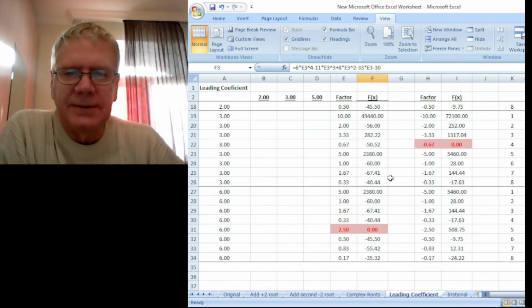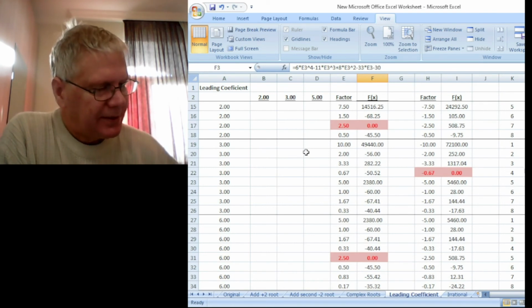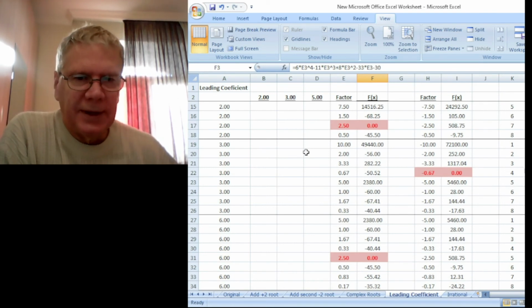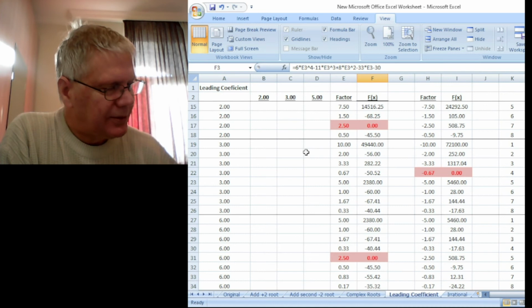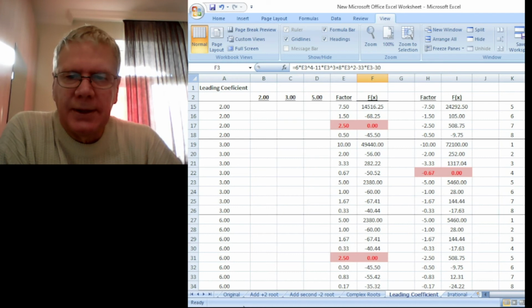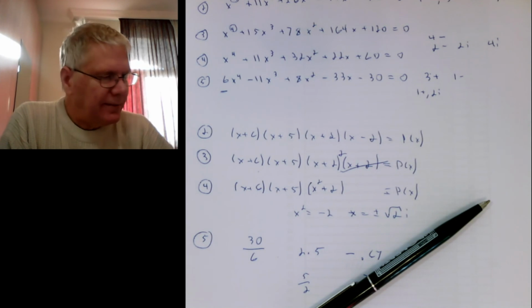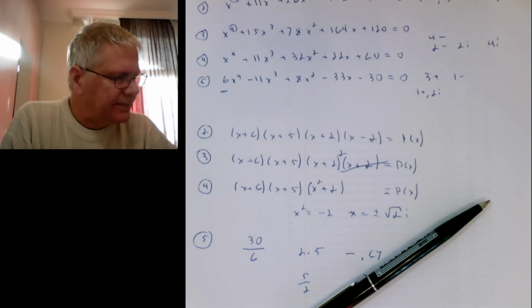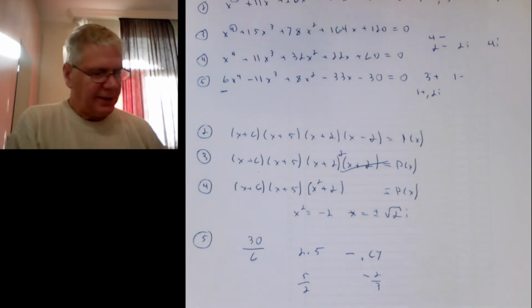And I find my zeros. I have 2.5 appeared twice, so that's a duplicate. So I have 2.5, and I have minus 0.67. So I have 5 halves, and I have minus 2 thirds. So let's go back to the document scanner. And I'm actually looking here for 4 roots. Turns out that 2 of them are imaginary.